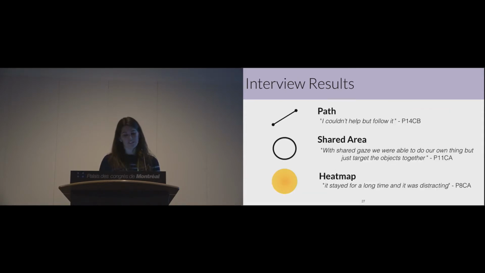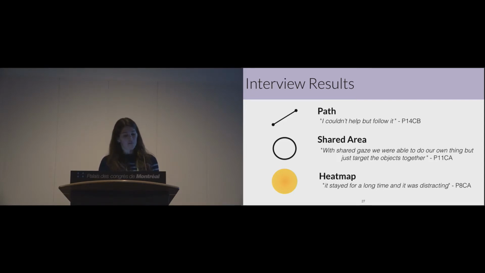And this is further reflected in their interviews. So participants reported that they couldn't help but follow the path visualization. It suggests that they're having trouble not attending to that visual representation of their partner's gaze. And this is reflected in the quadrant overlap results that we talked about, where we saw high levels of quadrant overlap with the path visualization. So they're likely to attend to that visualization, whether they're doing it on purpose or not.